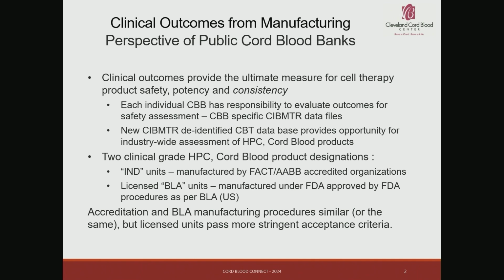Individual cord blood banks in the US have a responsibility to do outcomes analysis for safety assessment, and we do that based on individual data files that we obtain from the CIBMTR. The CIBMTR has developed a new de-identified cord blood database that includes outcomes for all cord blood banks performed worldwide. So this provides a new opportunity for us and for cord blood banks to look at the impact of product quality and the different types of qualities that have been developed over time. In prior discussions earlier today, and as a theme throughout in the cord blood field, there are in the US 2 clinical types of HPC cord blood product designations.